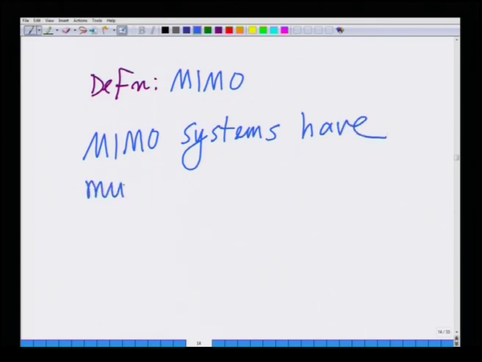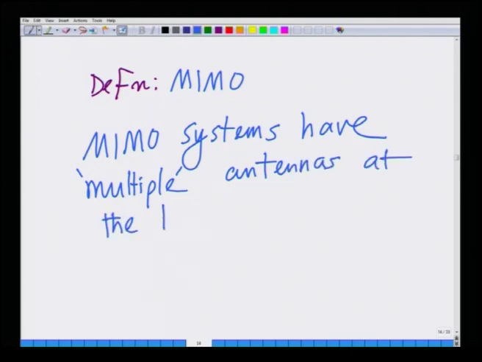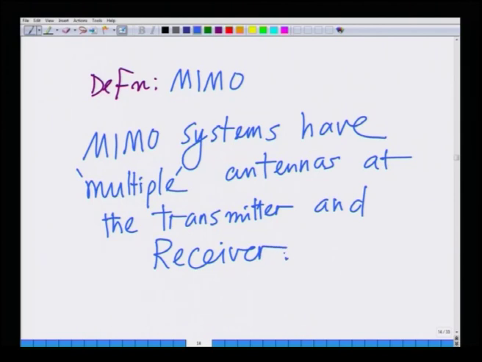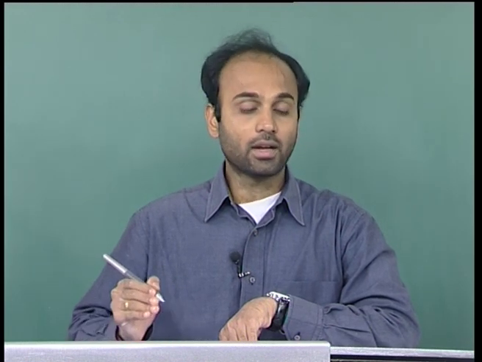MIMO systems possess multiple antennas at the transmitter and receiver. As I said, multiple is the keyword, which means greater than 1, that is 2, 3 and so on antennas at both the transmitter and receiver. That is the definition of a MIMO system, that is they have multiple, more than one antenna at the transmitter and the receiver.